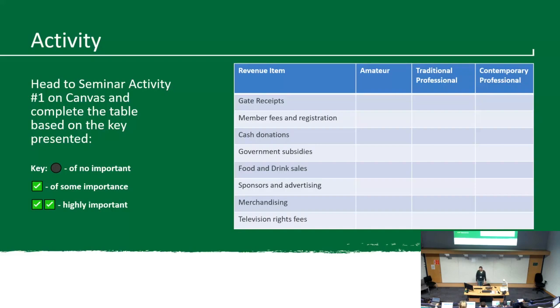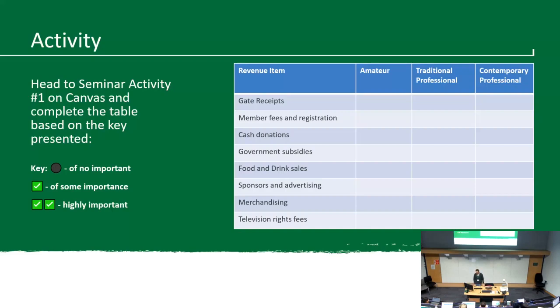Yeah, if they've got food and drink, maybe. Traditional professional, some, or highly. And then contemporary professional, highly, probably going to make quite a lot of money from selling food, drinks and beverages. Sponsors and advertising, amateur: some. Traditional professional, some or highly. And then contemporary professional.